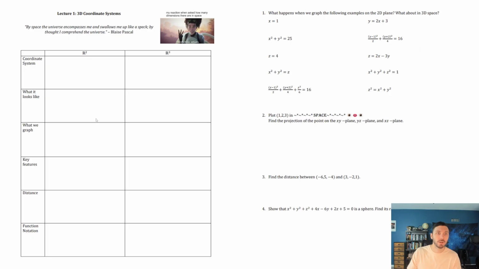All right, so let's draw some parallels between R2 and R3 and see what some of these things look like. Plot some points, draw a sphere, look at a ball, and then just end the day. All right, so just a light intro to what's to come here.